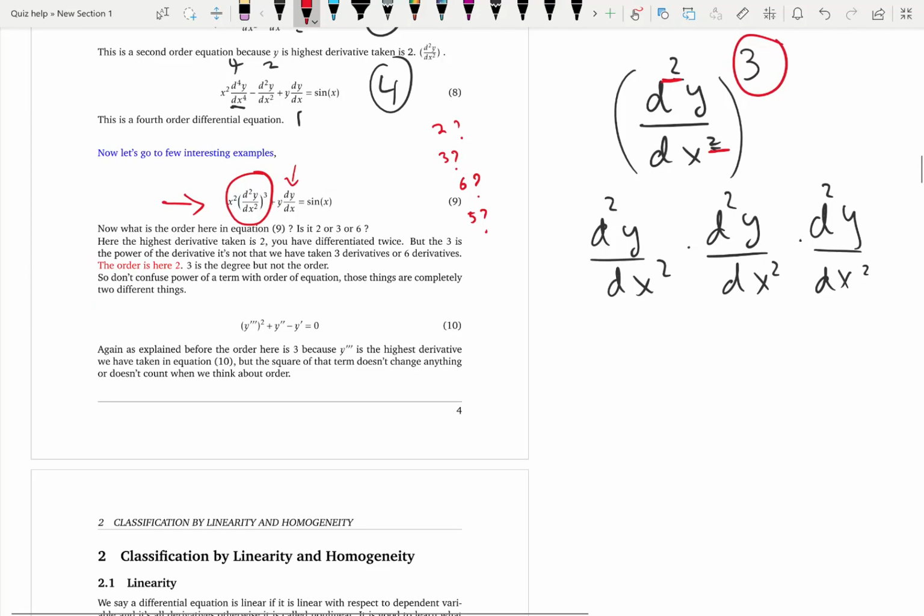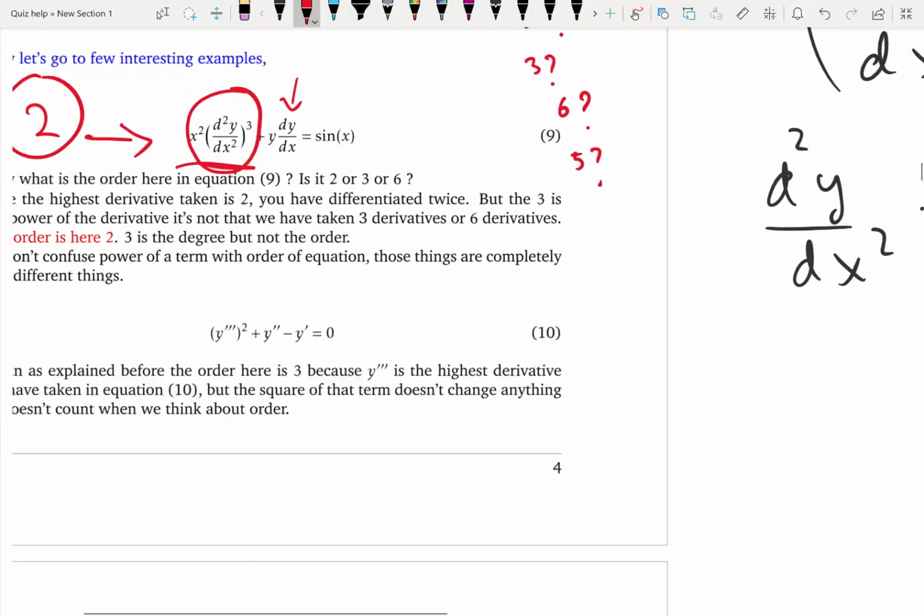Now order means you are dealing with the number of derivatives. It has nothing to do with the degree. So it has nothing to do with this 3. So what is the maximum derivative you have taken here? 2, right? You differentiated the function twice, but you multiplied it 3 times by itself. That's none of our business. We only care about the derivatives. So here the maximum derivative you have taken is 2. So it's an order 2 differential equation.